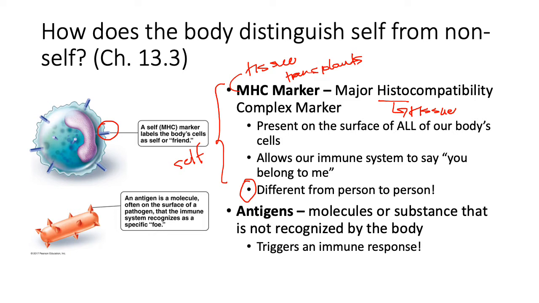Foreign invaders have a different type of molecule or protein or substance on their surface that we refer to as antigens. Typically these are proteins, but it can be carbohydrates, it can be substances that are secreted by those pathogens, but basically these substances are not recognized by our immune system. And so when our immune system sees these, it's going to trigger an immune response.